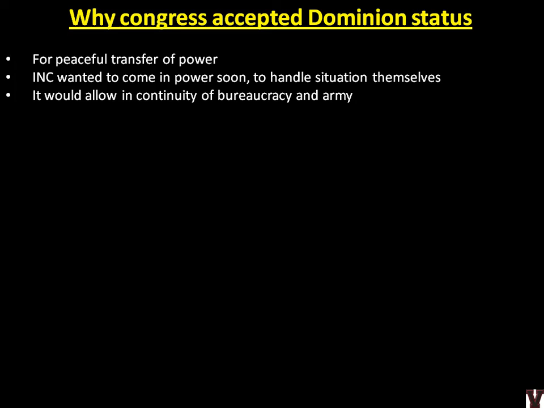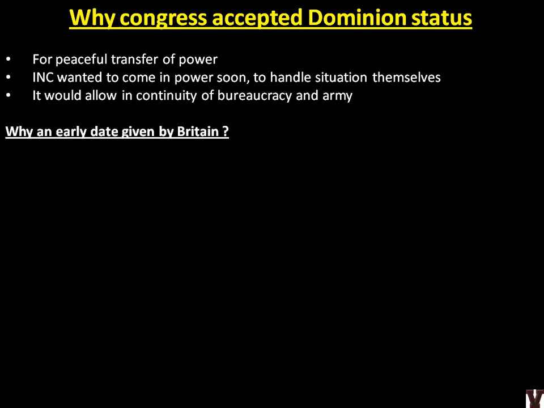So in Commonwealth nations, if India is a part, then the army, the bureaucracy, everything which the British have been maintaining till now, Indians can learn from them and the continuity will be maintained. So slowly they can take charge of the civil servants, the bureaucrats and the army. So these are the reasons why Congress accepted dominion status, because that much communal rioting was happening. They did not want any problem in the partition.